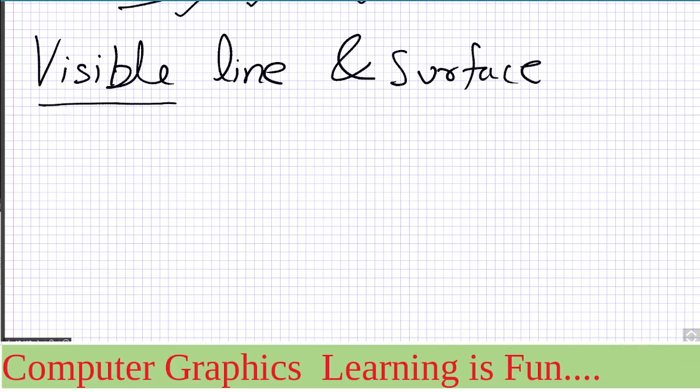Okay, let me say something about visible line also. Since we have to see, let us go through it. It is visible line and surface as well. Visible line and surface identification.